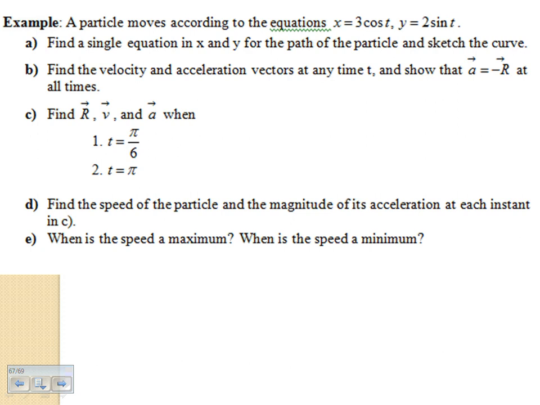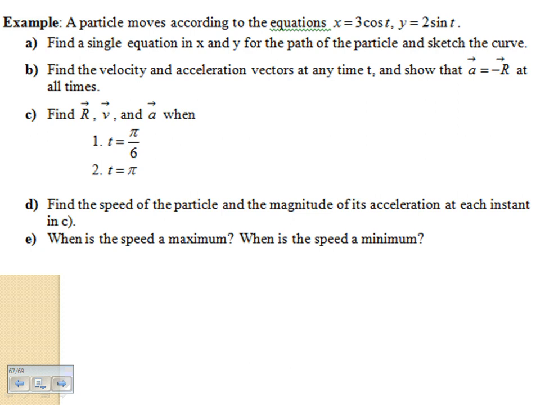So we're going to do this example and see if we get all of that. You really already have all the basics. We're just now using velocity, acceleration, position. So a particle moves according to these equations. Part A wants you to find a single equation in x and y for the path of the particle and sketch the curve. We've already done this. What would you do here? Now we're not going to go to polar. We want to make it into rectangular, basically. What's the equation in terms of x and y?